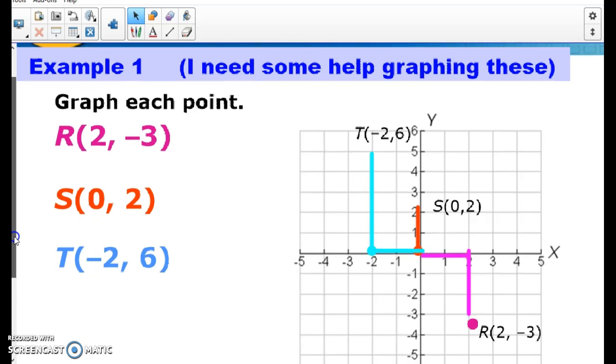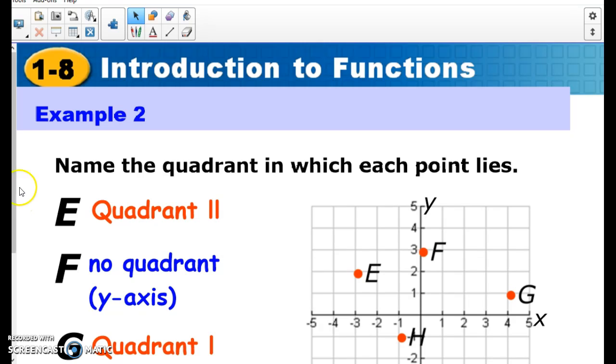Kind of the same thing here. (2, -3) means right 2, down 3. (0, 2) means left or right 0, up 2, and then (-2, 6) means left 2, up 6.